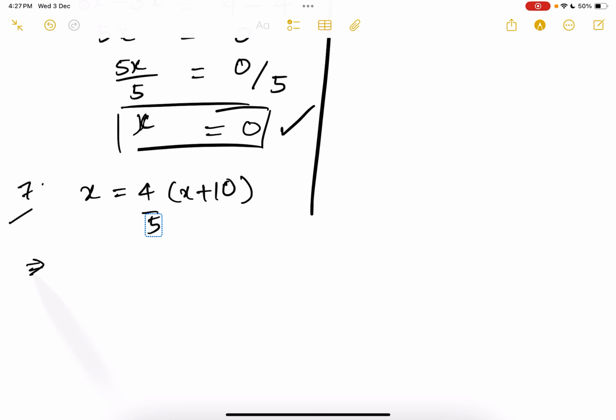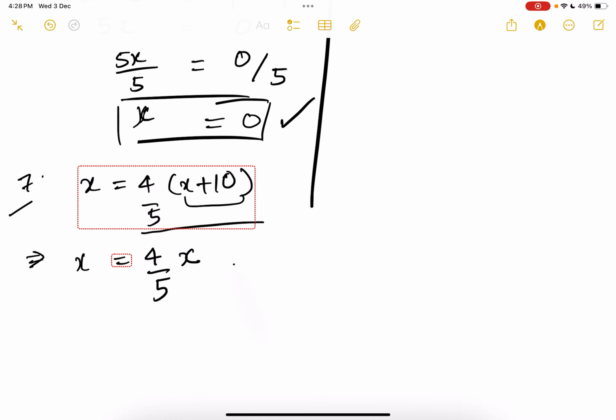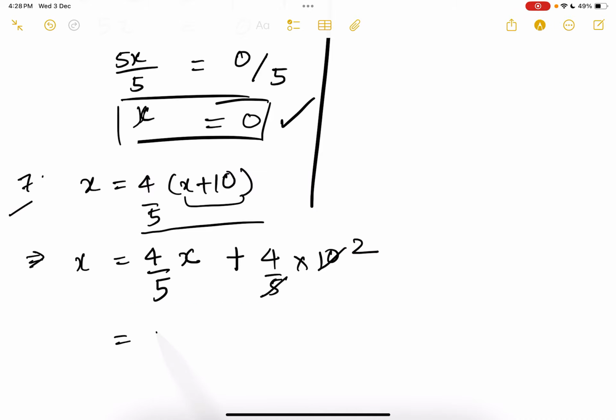So how are you going to simplify? Again, there is a bracket, so you multiply each term inside the bracket with 4 by 5. Here it was 3 outside the bracket, here it is 4 by 5. So multiply 4 by 5 into x is equal to 4 by 5 x. Then 4 by 5 into 10, you can do it quickly. If you know that 5 will cancel out, 2 fives are 10. I think you know this much basic maths.